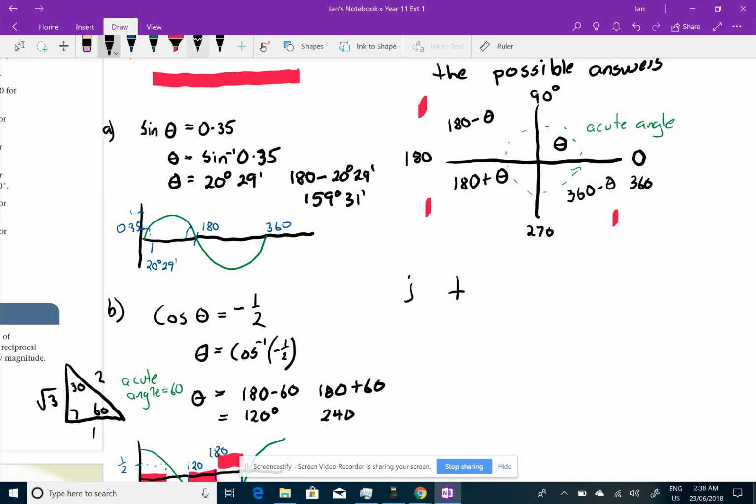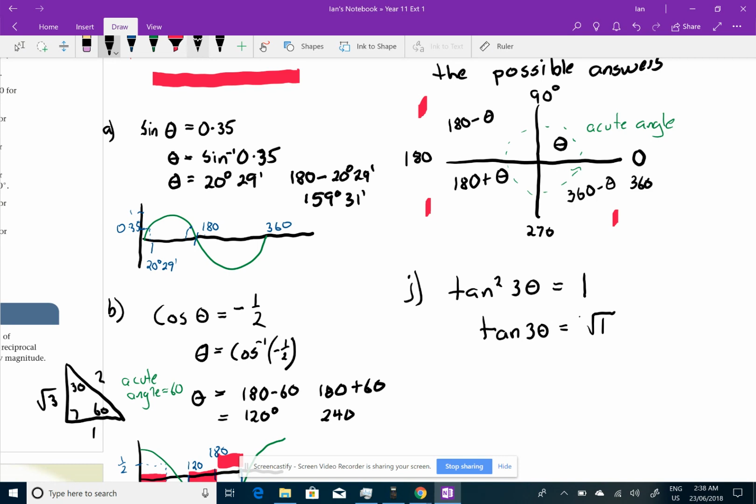So this is J. Tan squared 3 theta equals 1. The first thing I need to do is get rid of that square. I need to have just tan. So I'll square root both sides, and I get tan 3 theta equals the square root of 1.